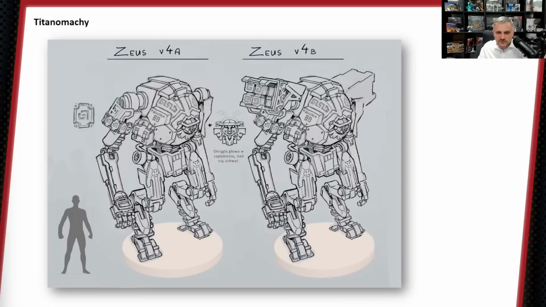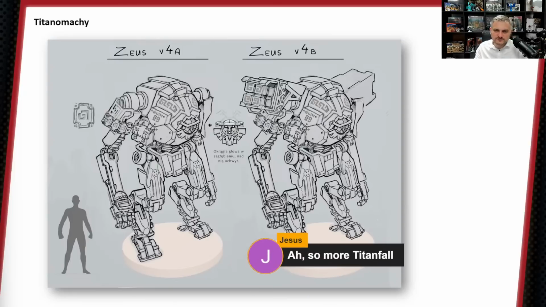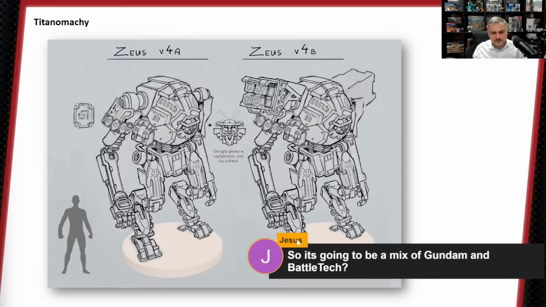Yeah, that's correct. It's more Titanfall, exactly. I think the thing with BattleTech is, in my personal opinion, a little bit outdated, and Gundam, it's not something we cannot do, or we won't be able to do properly, I think, because you already have to go to Japan to make it properly, if you know what I mean. You need to try to get the concept from artists from there.